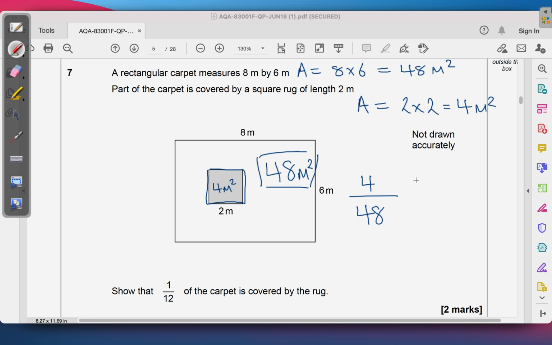Again, if we try to simplify this down, we can find the highest common factor. In this case, the highest common factor is 4. So we divide the top and bottom by this highest common factor. 4 divided by 4 gives us 1. 48 divided by 4 gives us 12. So we've shown that 1/12 of the carpet is covered by the rug.